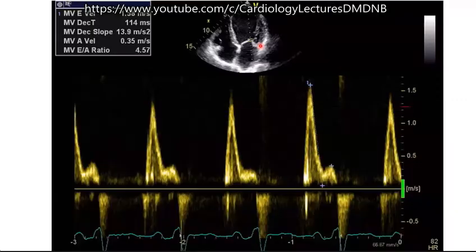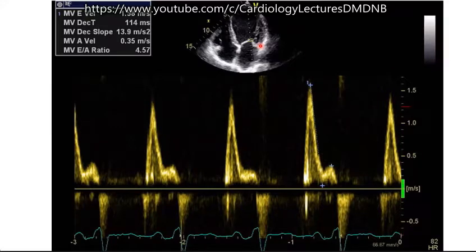Okay, what is this? What are the interpretations that you can give from looking at this mitral flow pattern? Sir, here E by A ratio is more than 2. Okay. So it is a diastolic dysfunction. Very good. We have to see whether the deceleration time is very low, then it will go in favor of restrictive pattern.